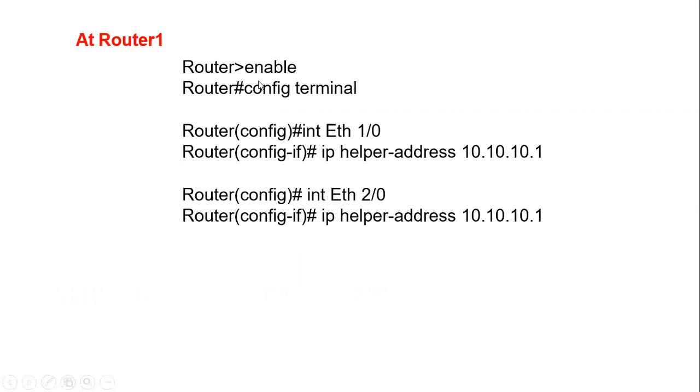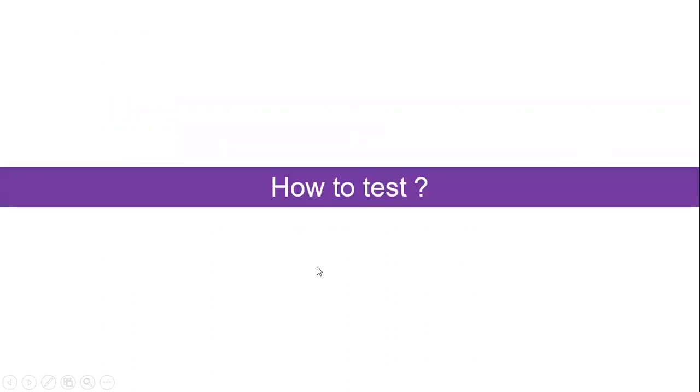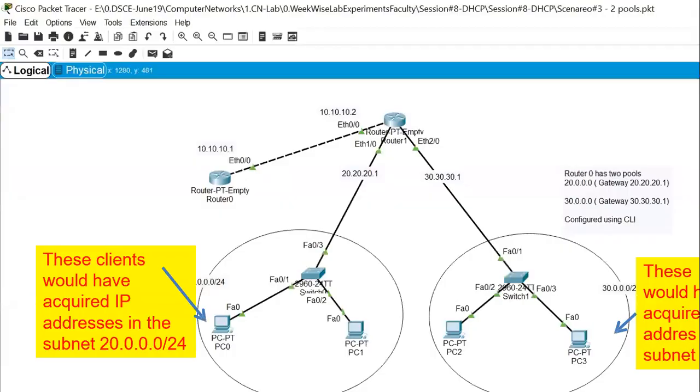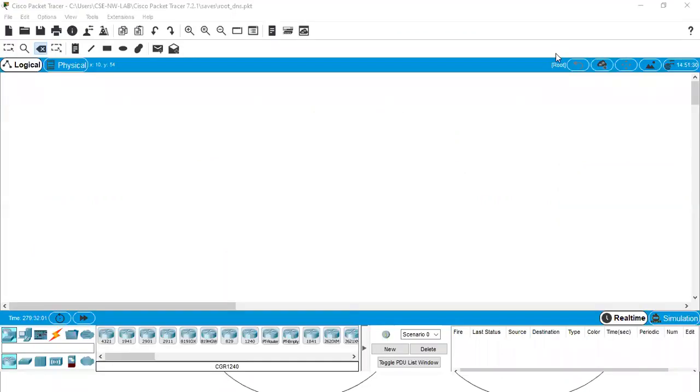Now at router 1, at the interface, just give the command ip helper-address and forward the DHCP request to the DHCP server address. So this is the configuration to be done at the second router. Once all this is done, when you enable the PC with DHCP, the address will be assigned dynamically. We'll see with Cisco Packet Tracer how to do that.